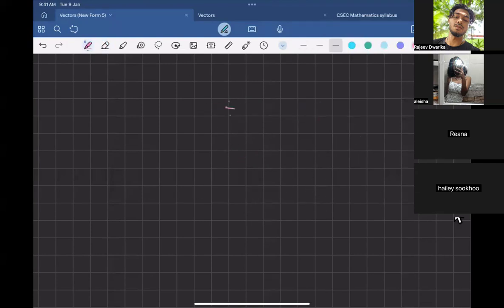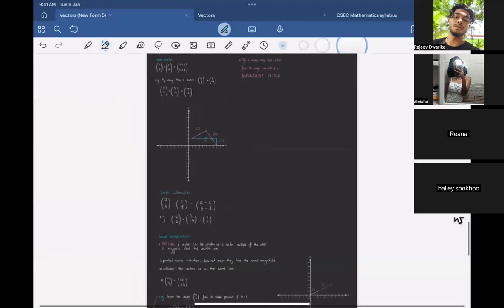What about if I divide by negative 2? That's the same thing as multiplying by minus a half. Yeah, that's it. Okay.